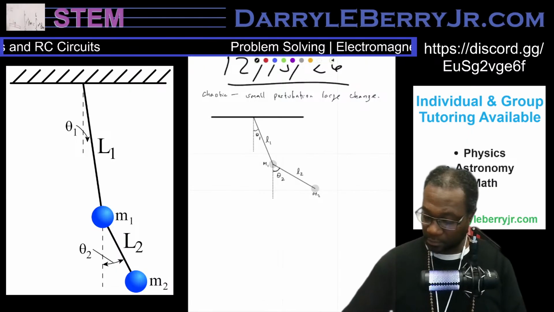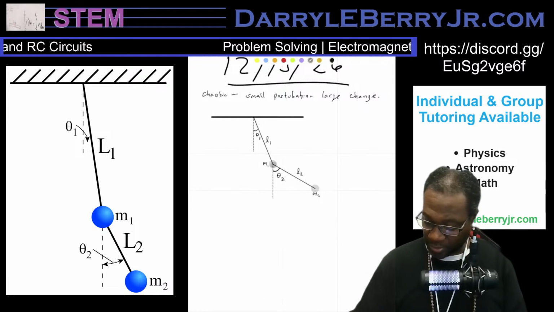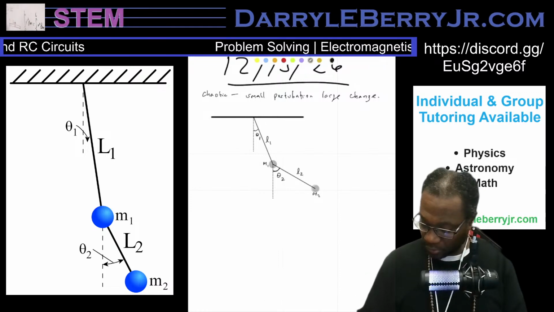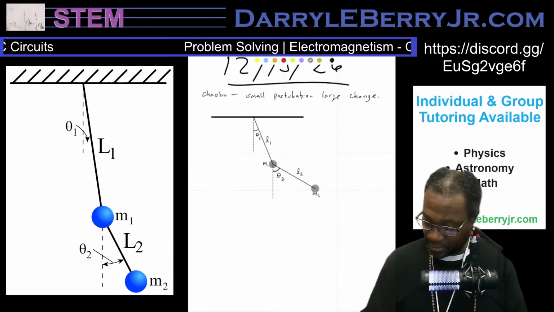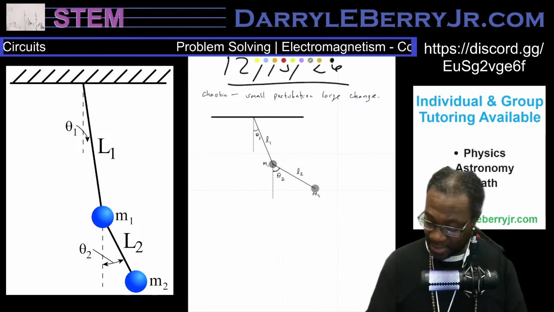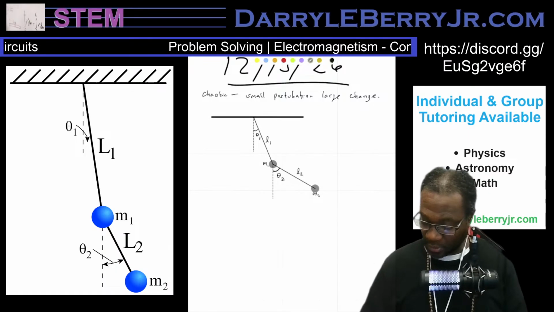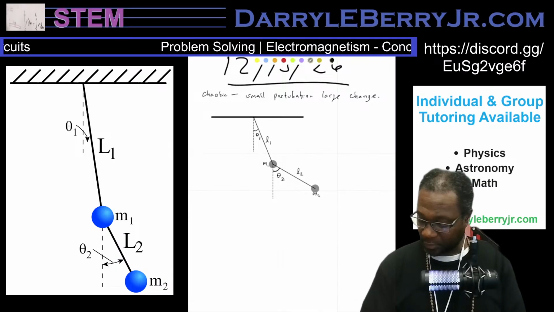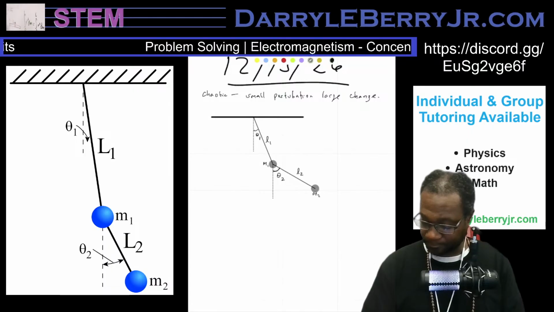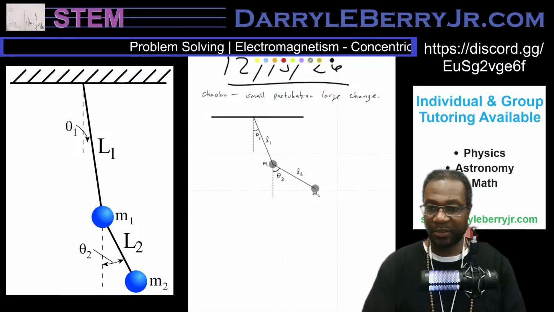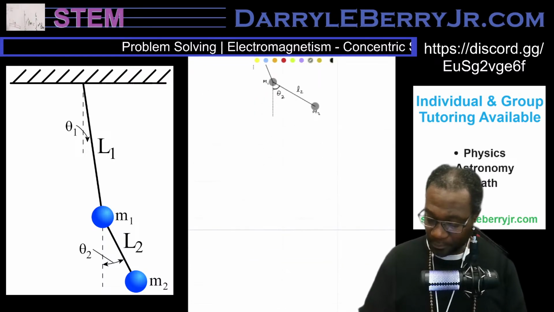We have our two masses, M1 and M2. We have the two, we'll consider massless beams that are connecting them, one to the base, one to the first mass. We have the angles between the vertical and the pendulum for each one. And we're going to use the Lagrangian method of solving the problem.